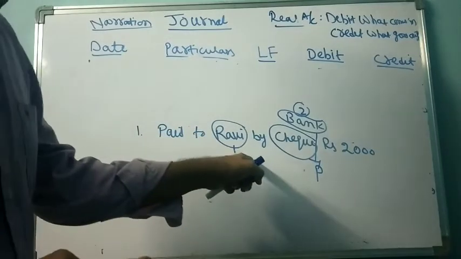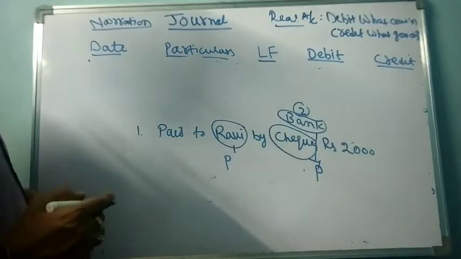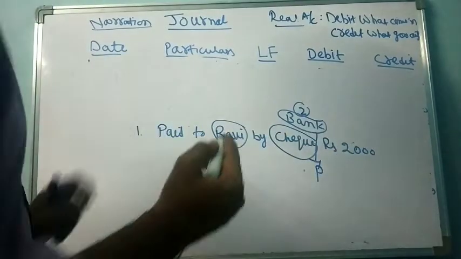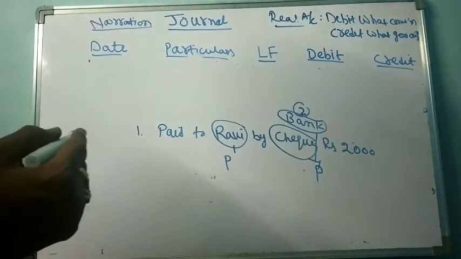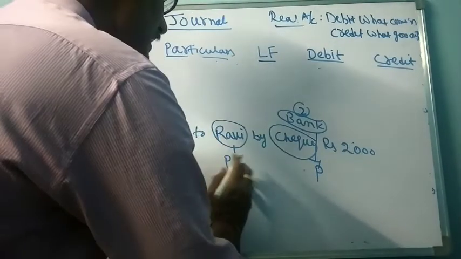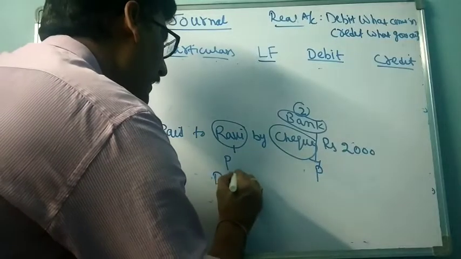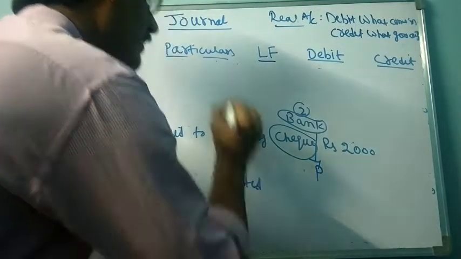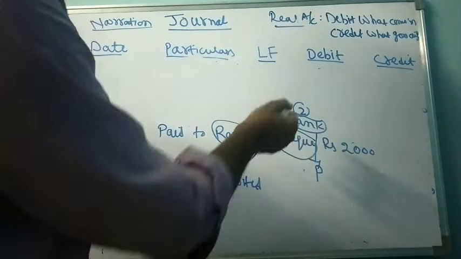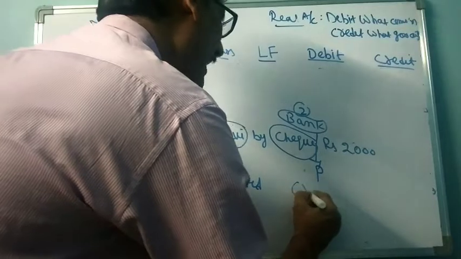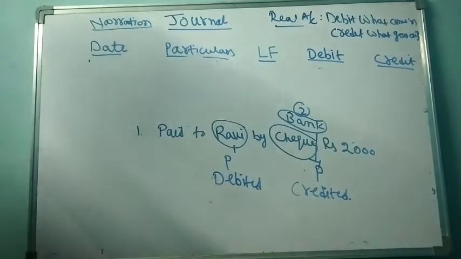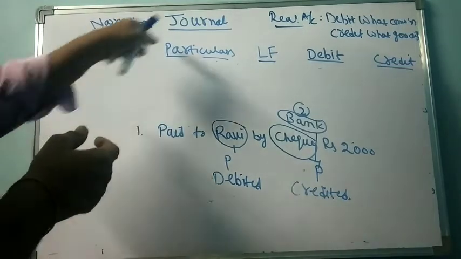Now we are making payment to Ravi by check. Don't think from Ravi's point of view. Think from the business point of view. The business is paying Ravi by check rupees 2000. So Ravi is the receiver. Apply the rules of personal account. Debit the receiver, credit the giver. So Ravi is receiving the amount. So Ravi should be debited. Now who is the giver? Who is paying Ravi this 2000 rupees? The bank is paying. So credit the giver. Bank should be credited.